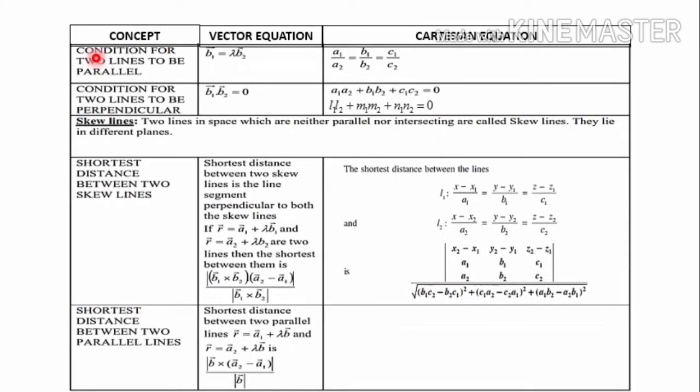Next, the condition for two lines to be parallel: vector b1 is equal to lambda into vector b2, or a1 by a2 equal to b1 by b2 equal to c1 by c2. Their direction ratios are proportional, that is in Cartesian equation form.